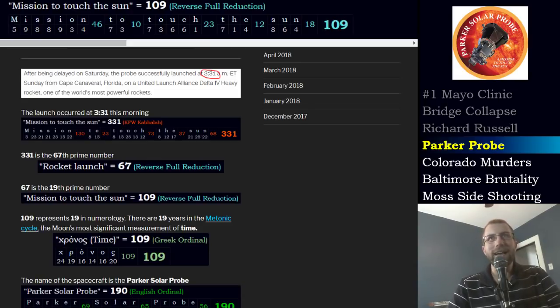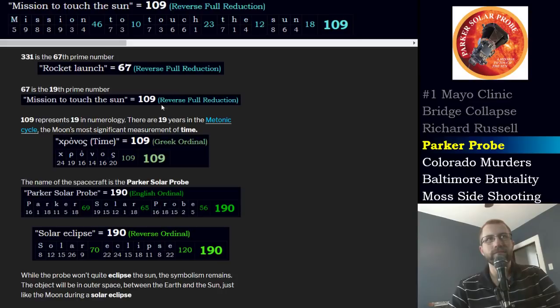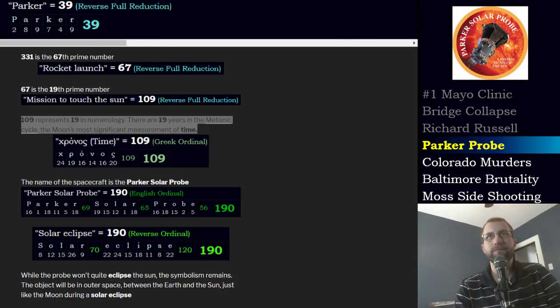67 is the 19th prime number. And mission to touch the sun equals 109. So there's a nice little connection here. Again, this number 19 is significant to time. It's the number of years in the Metonic cycle. In Greek, time equals 109, and 1090 if you use isopsophy.